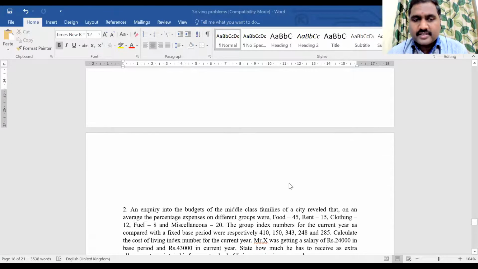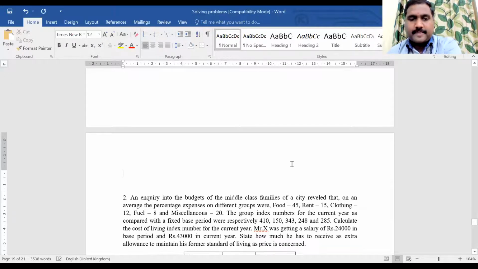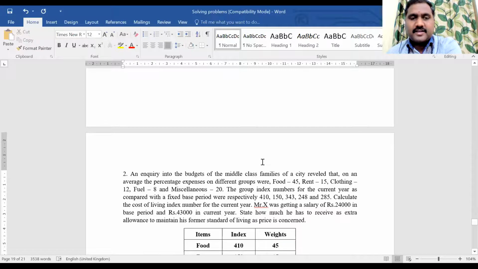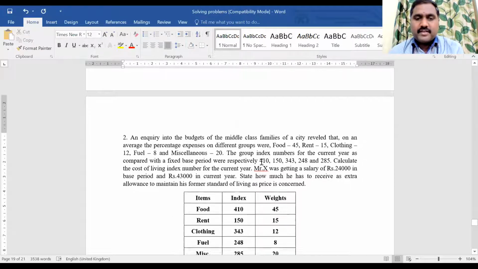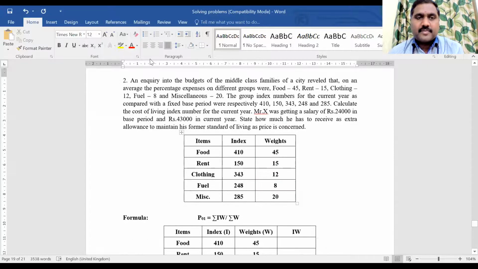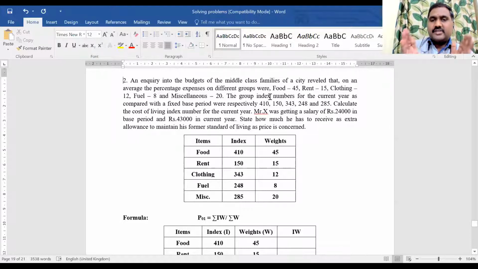Second problem, I told you, right? This is the second problem. See, after seeing the second problem, I just made the problem into the tabular format. See this. See items, how many items are there? 5 items are there: food, rent, cloth, fuel, and miscellaneous expenses. These are the 5 items. They are asking you to find out the budget of the middle class family, those who are living in a city.